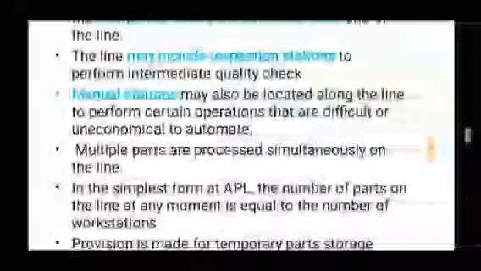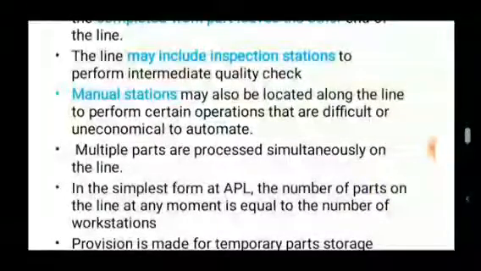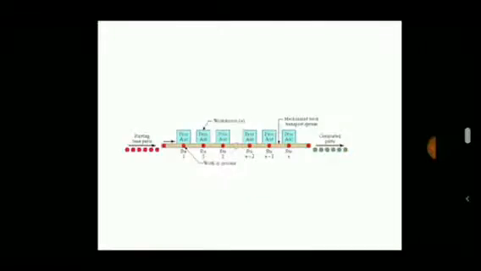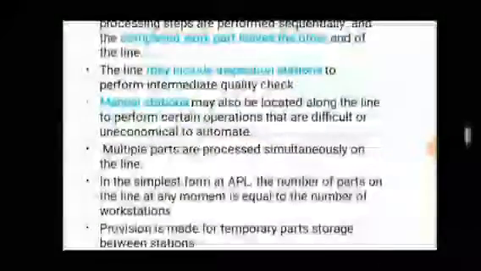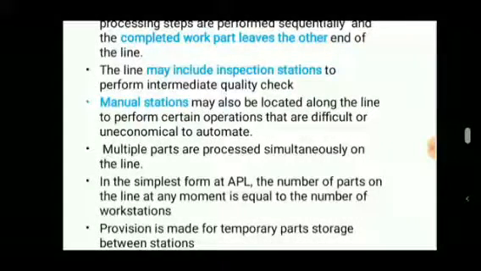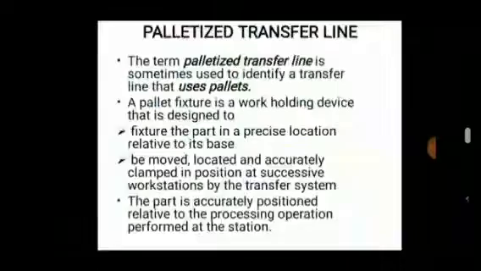Multiple parts are processed simultaneously on the line, and in the simplest form of APL, the number of parts on the line at any moment is equal to the number of workstations. Each part will be at a workstation, so the interval between machines is minimal and the processing lead time will also be minimal. Provision is made for temporary part storage between stations.